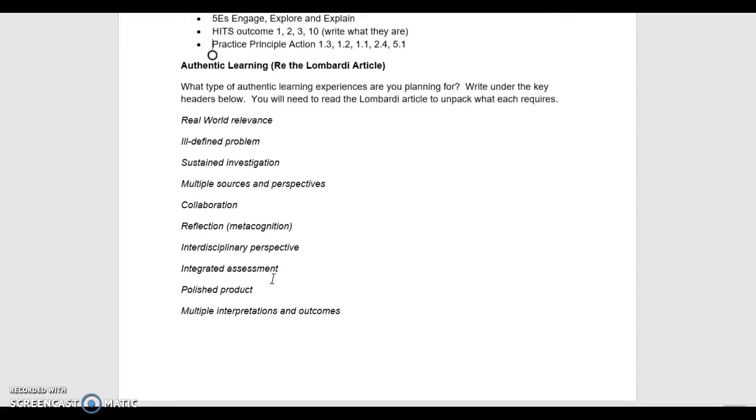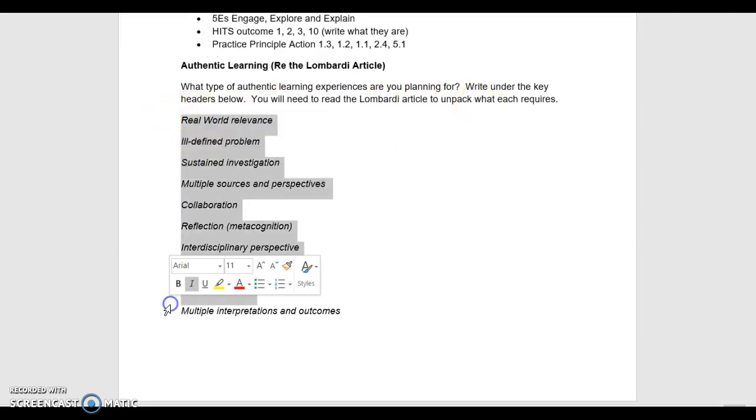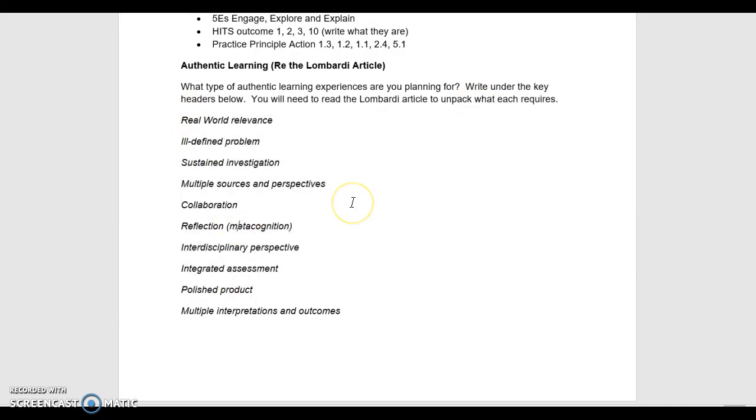Then the last section on the cover page is linking what you've learnt about authentic learning experiences to your unit. So looking at the Lombardi article to unpack each of these features within authentic learning experiences, how are you catering for each? So under each heading, outline and explain how you're achieving those in your unit.